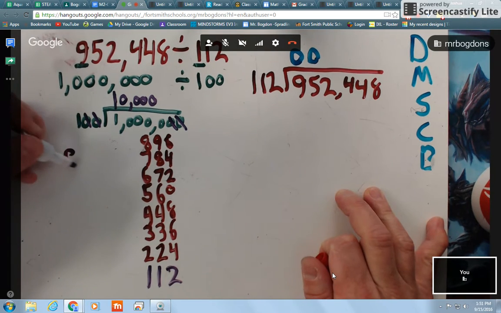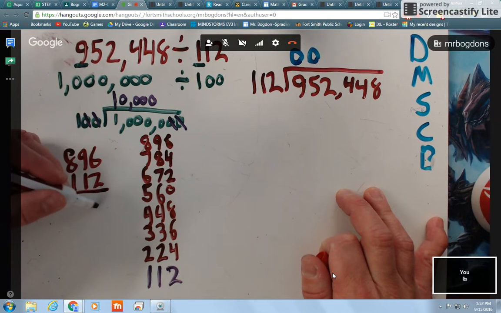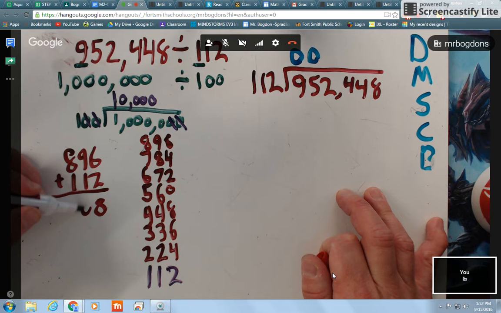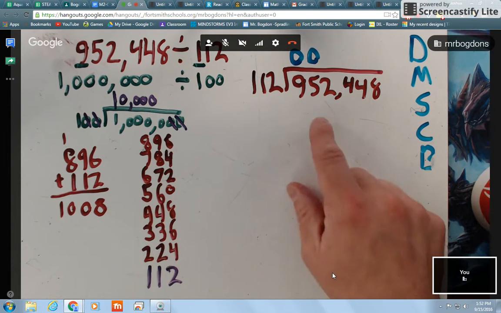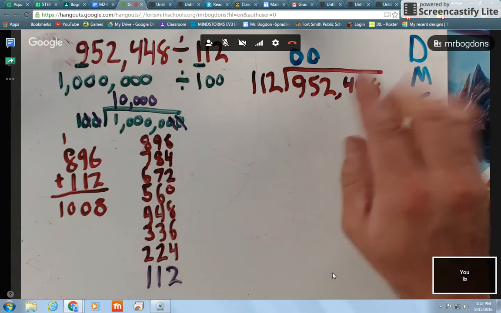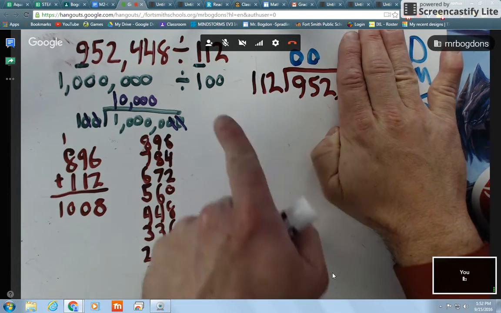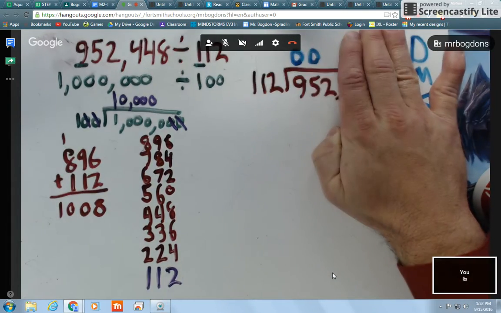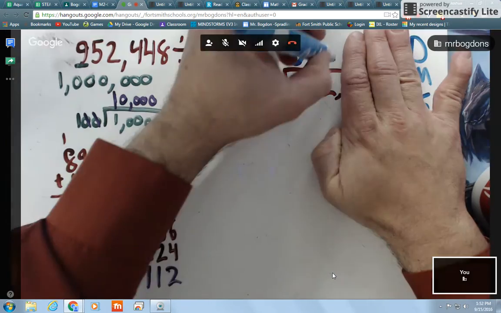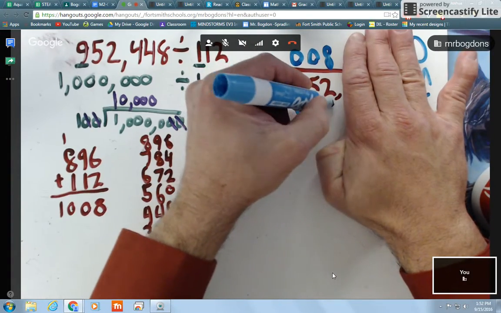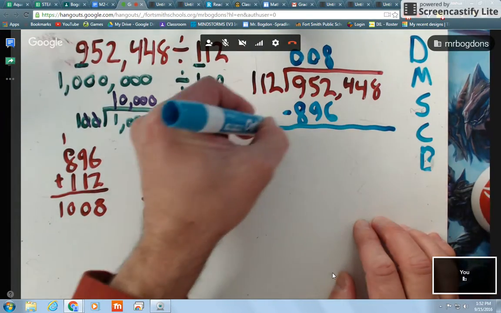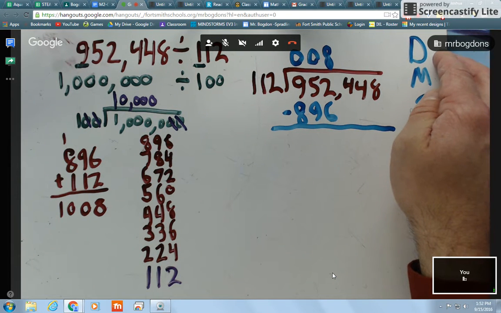So what is 896 plus 112? 8, 10, and 10. So that's my 9th multiple of 112. Can I take 9 groups of it? No, because that would be too big. It looks like I can only take 8 groups of 112. And we can tell that that is going to be equal to 896. So I found my first thing that would actually divide into it.